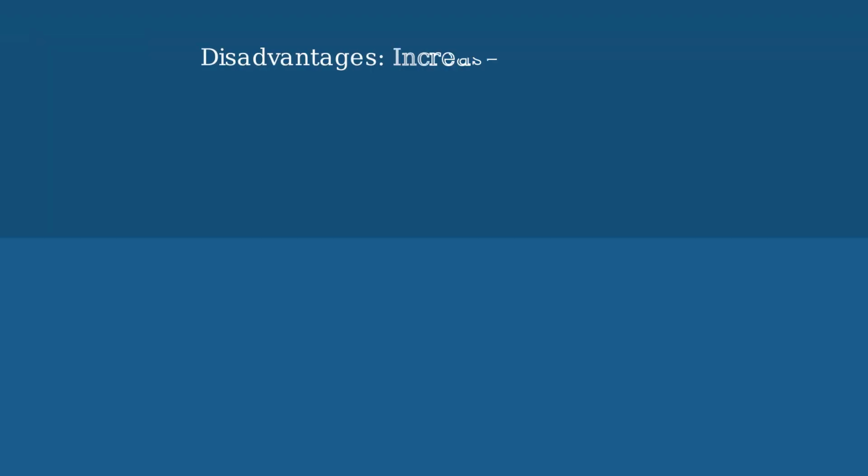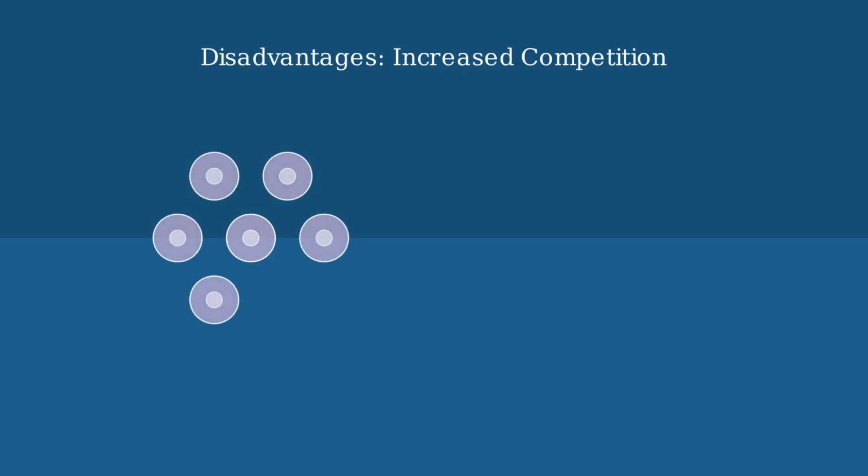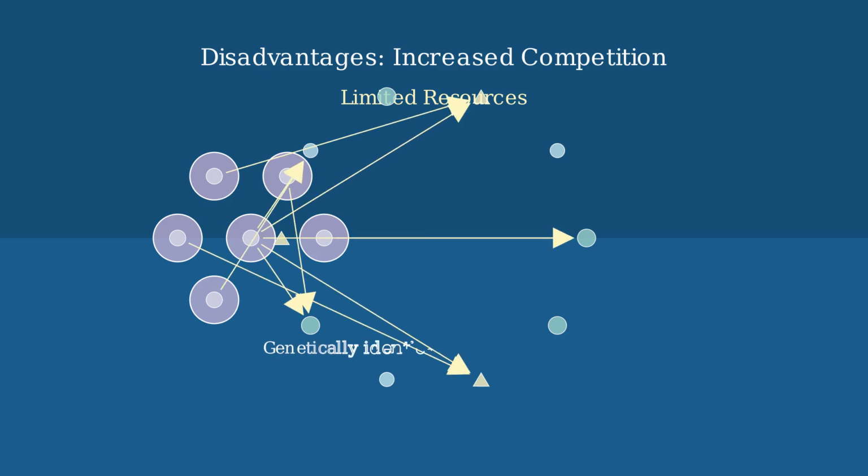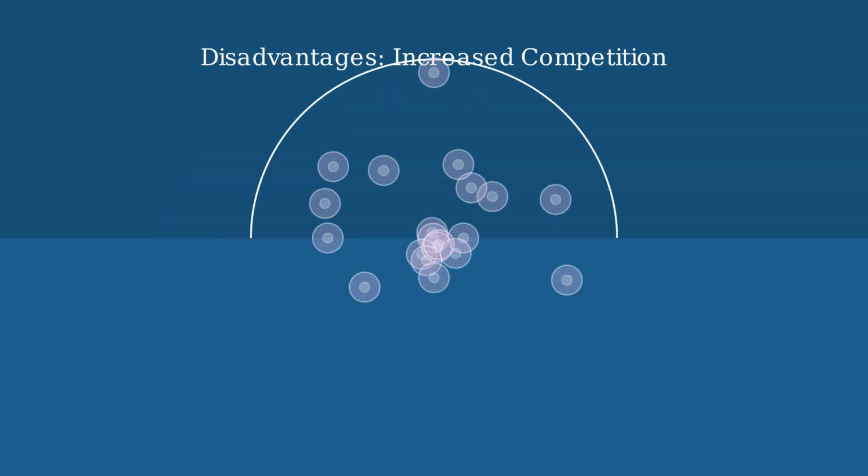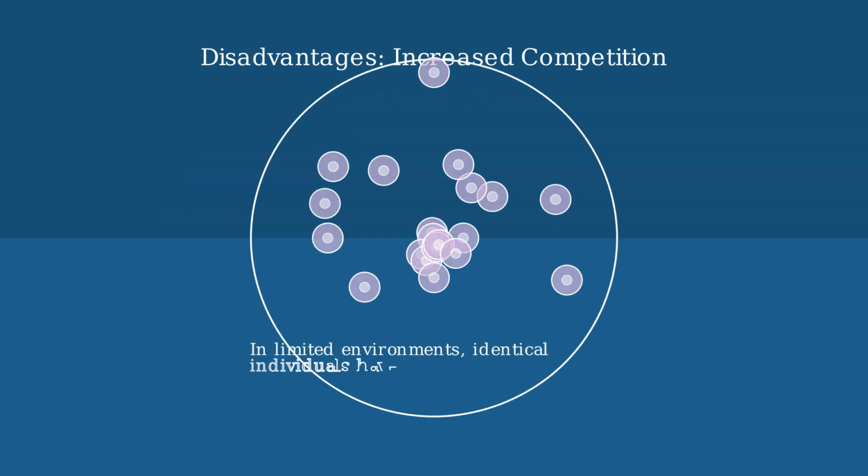In asexual reproduction, the offspring are genetic clones of the parent. This creates a unique disadvantage: genetically identical offspring that compete directly with their parents. Since these identical organisms share the exact same resource requirements, they compete for the same limited resources in their environment. In limited environments, this competition becomes more intense as the population grows.